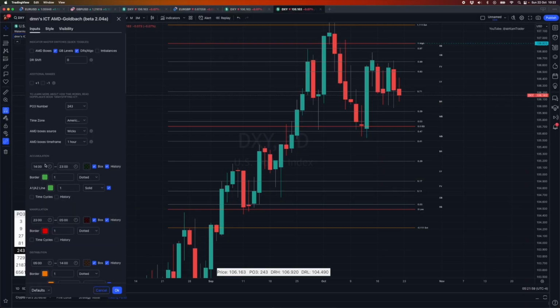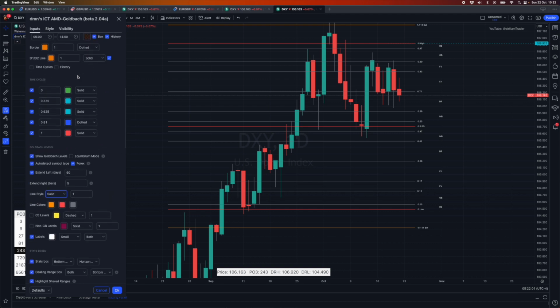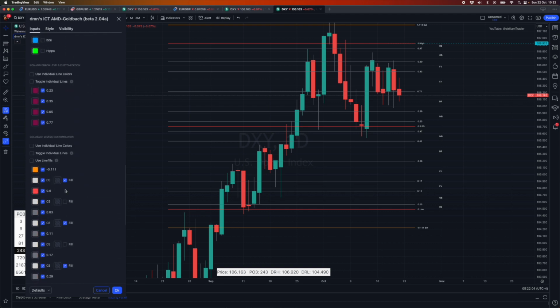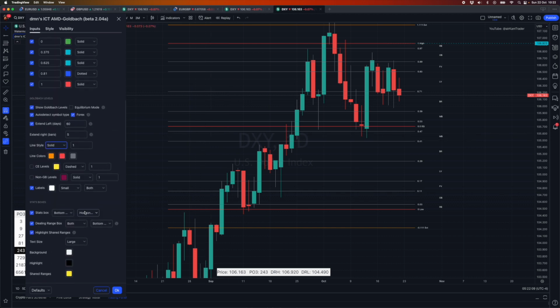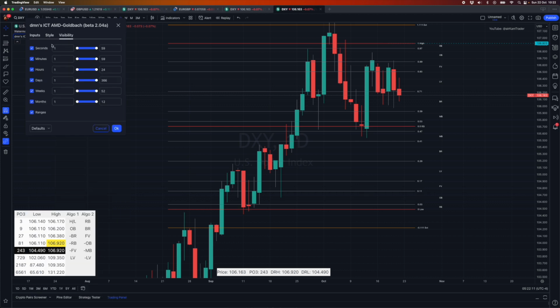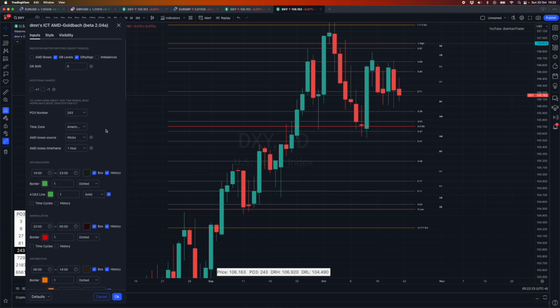There we go. Now there are some other settings in here. Things like you can change the colors as you see fit. You can fill in certain GB levels that you think are important or that are pertinent to your strategy. And obviously you can change the visibility and the style. But these are the main settings that you're probably going to be employing and changing when you're trading using the Goldbach levels. Now, as I said, this video is not a substitute for the book. You should use this video in conjunction with the book. So then you can see exactly how you can use these levels and how you can trade them.